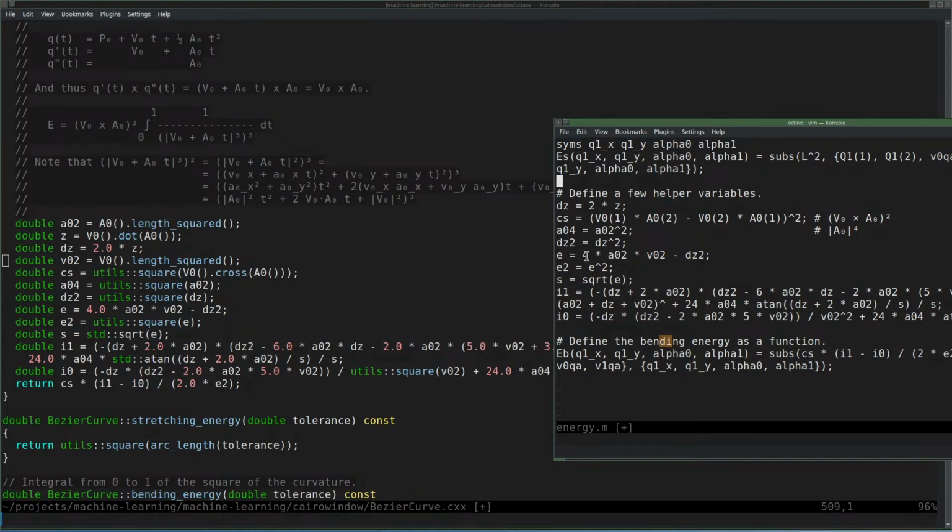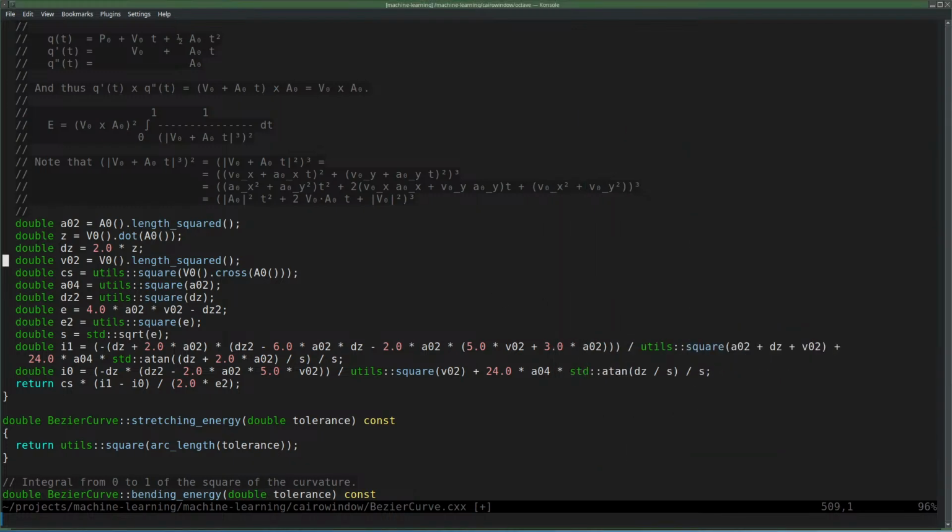I did not rename E, which is now 4 times A02 times A0 minus DZ2. And this is the square of E. S is the square root of E. Maybe you should call it a SE. Yeah, why not? Square root of E.